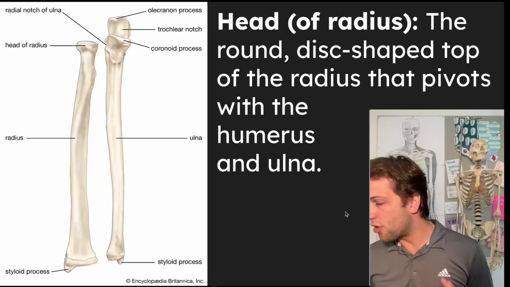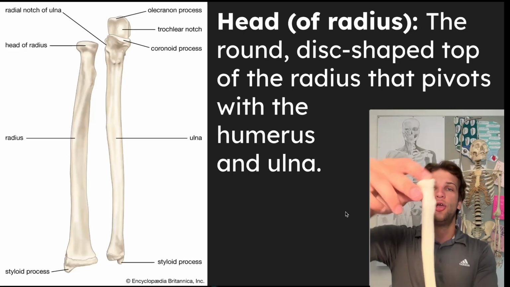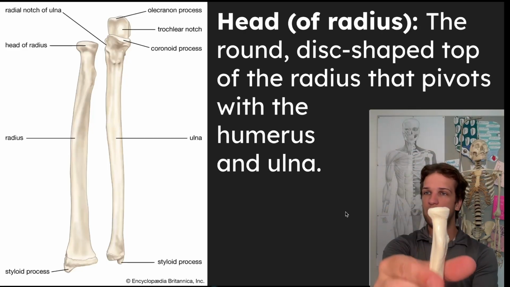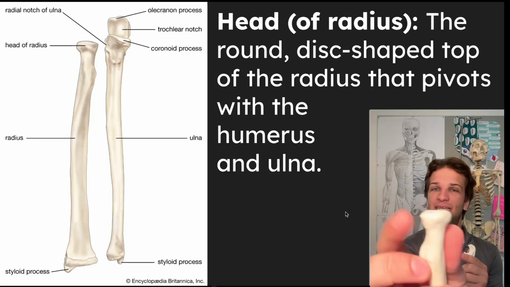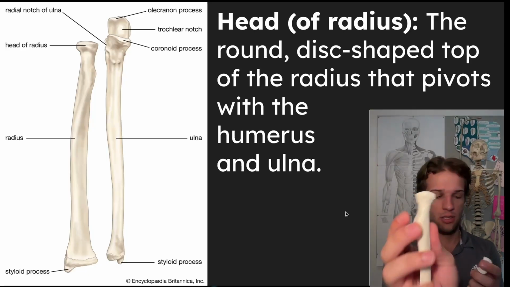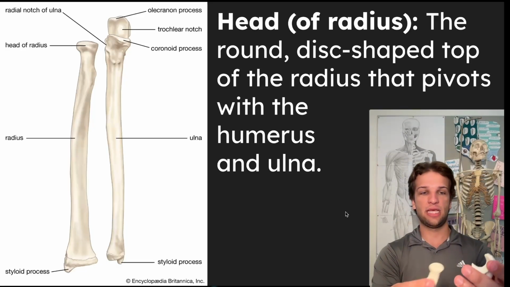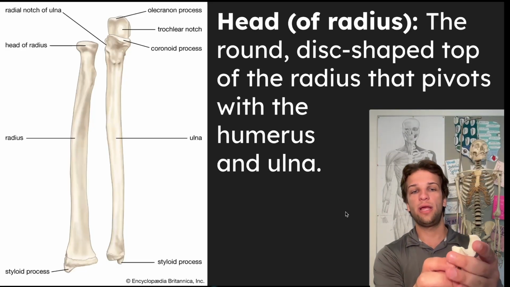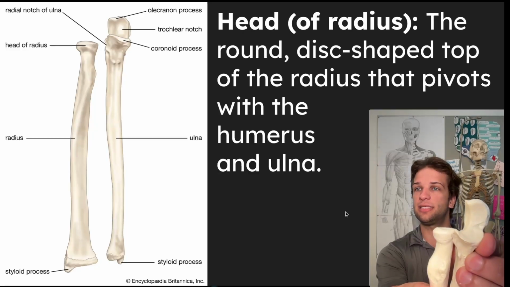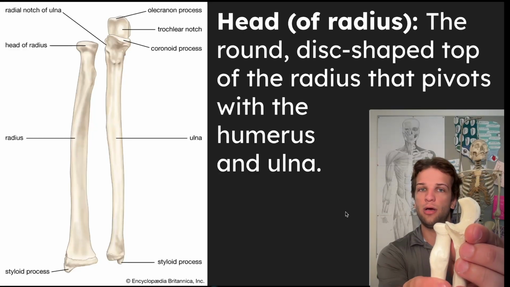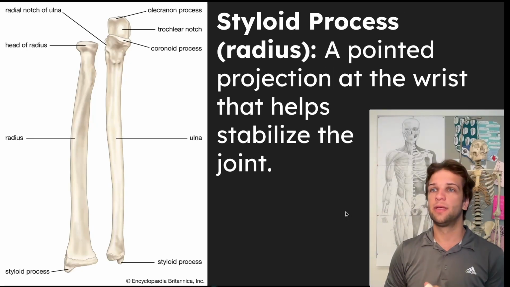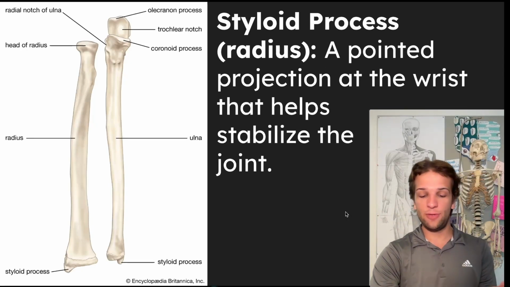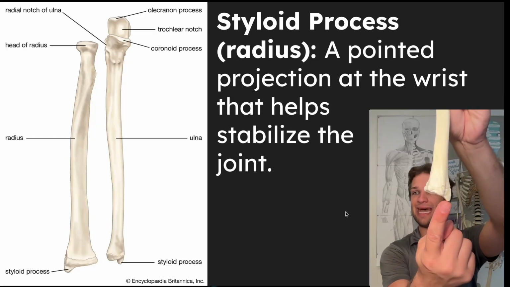For our radius, we have a couple pieces that matter. We've got this guy right here. This is the head of the radius. The head of the radius is very circular if you look. That's really important because the head of the radius actually slots into part of the ulna and allows it to rotate on it. We also have the styloid process of the radius, which is just down lower.